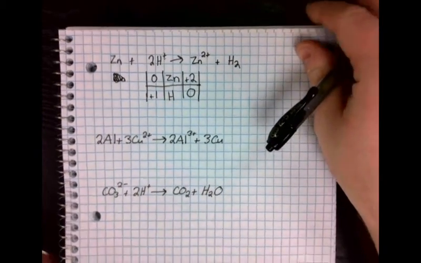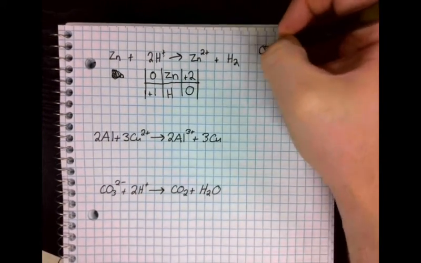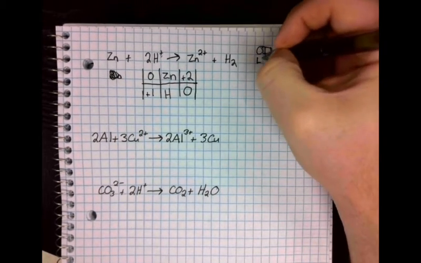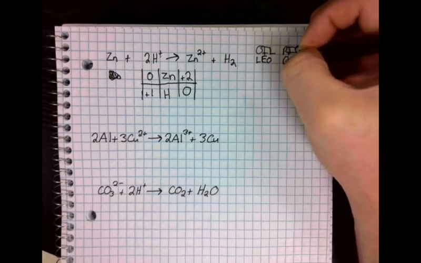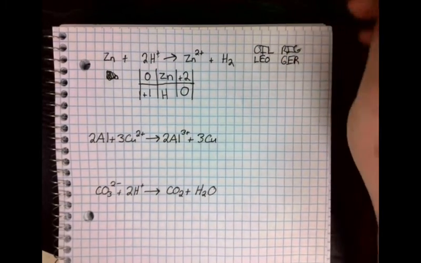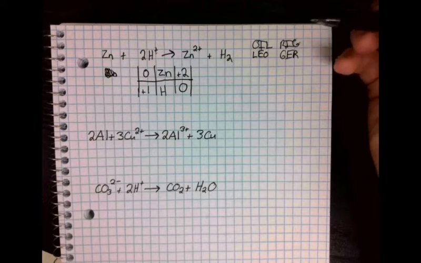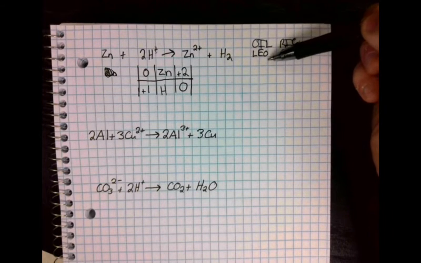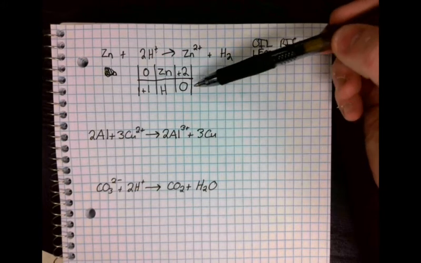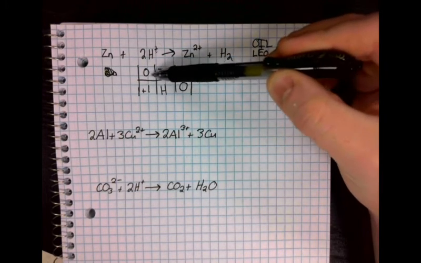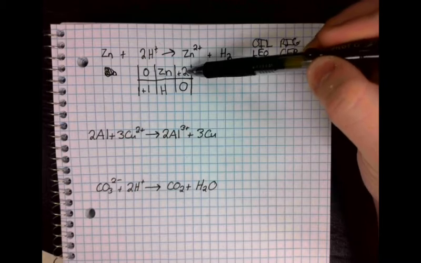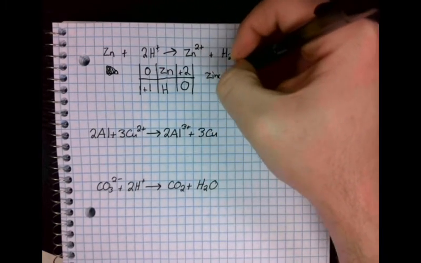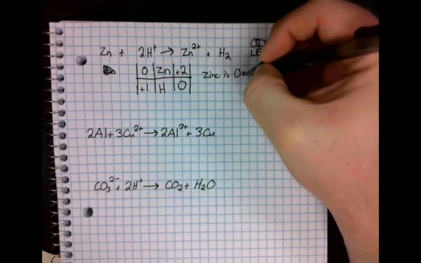We then follow our rules of OIL RIG, or, if you prefer, LEO says GER. Whichever one you are preferring to use. Oxidation is loss of electrons. Losing electrons is oxidation. So in this case, our zinc has lost electrons because it has become more positive. So zinc is oxidized.